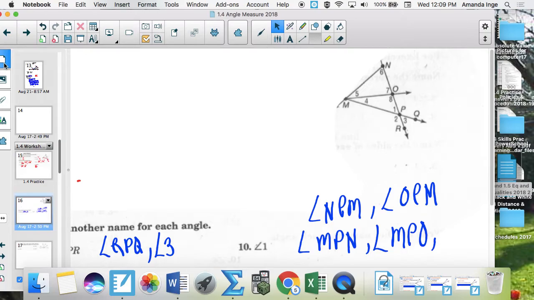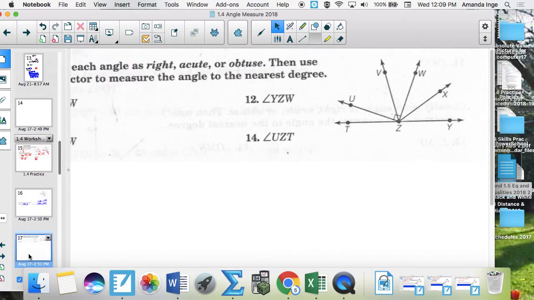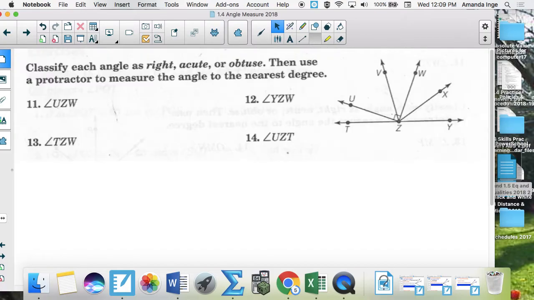Everybody good? All right. So next it says classify each angle as right, acute, or obtuse. Use your protractor to measure the angle to the nearest degree. So if you got a protractor and you got your paper, start measuring. It's a right angle, 90 degrees. Acute is less than 90 degrees, obtuse is greater than 90 degrees, less than 180.